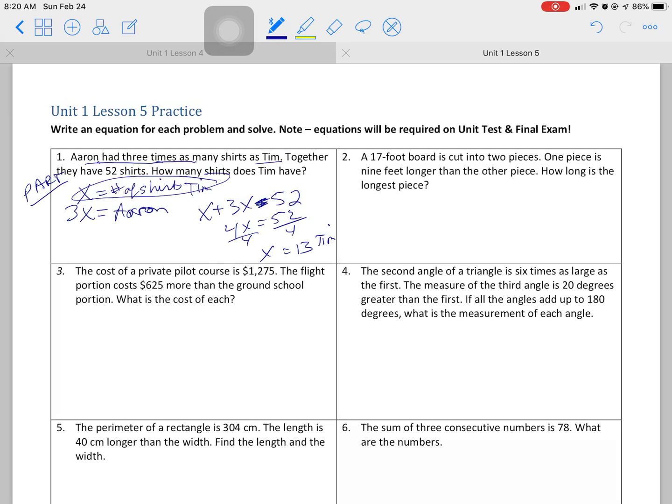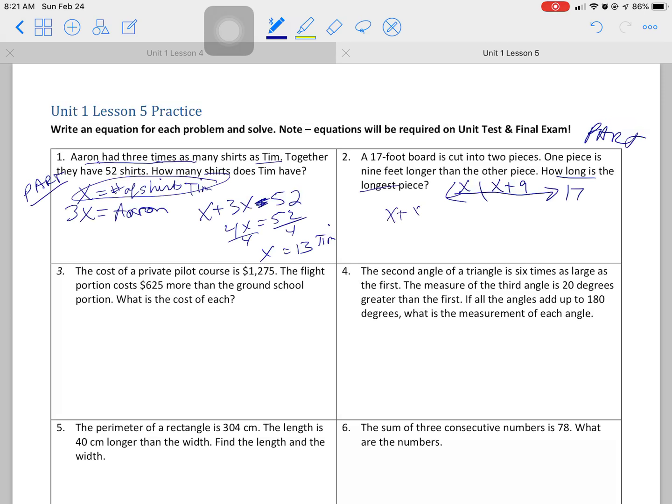Okay. We have a 17-foot board, and we're cutting it into 2 pieces. One piece is 9, so this is another part problem. One piece is 9 feet longer than the other piece, so that means the shorter piece is X, the longer piece is X plus 9. And it wants to know how long the longest piece is at the end.